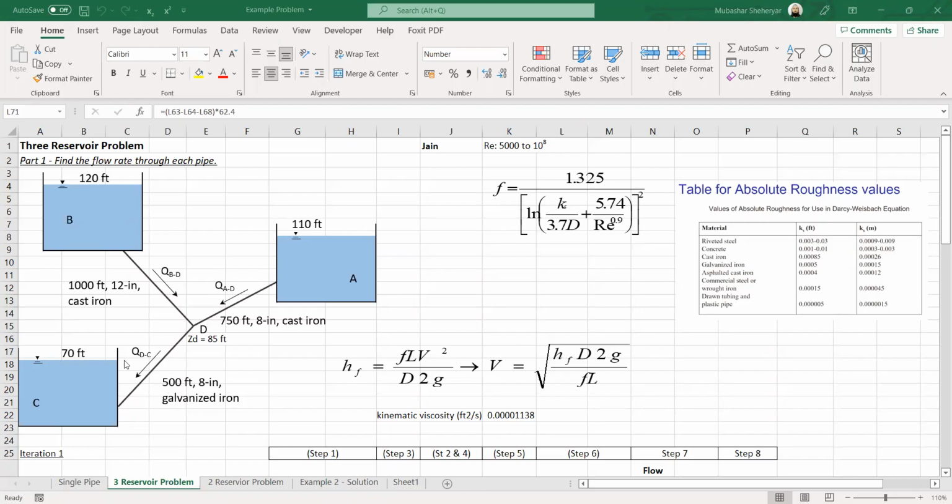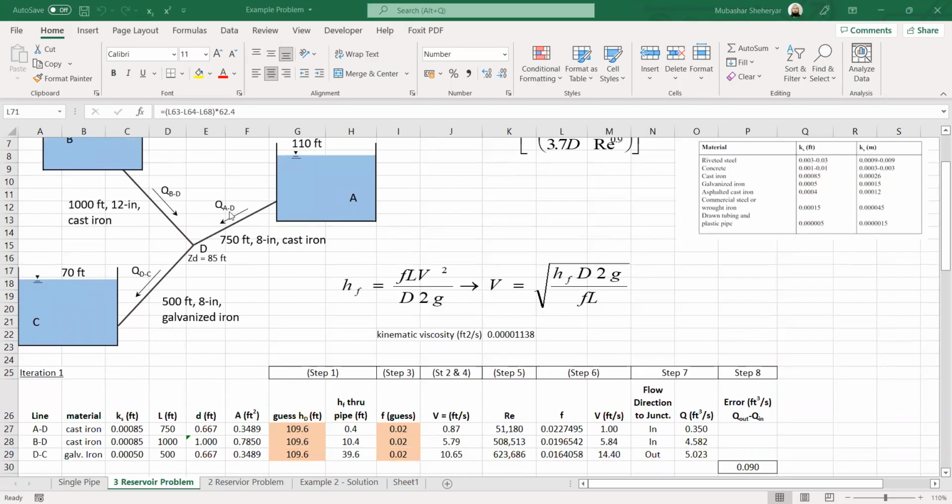So we have a three-reservoir system. First, we have to assume the direction of the flow. We are assuming that the flow is flowing from B to D and from A to D and from D to C.